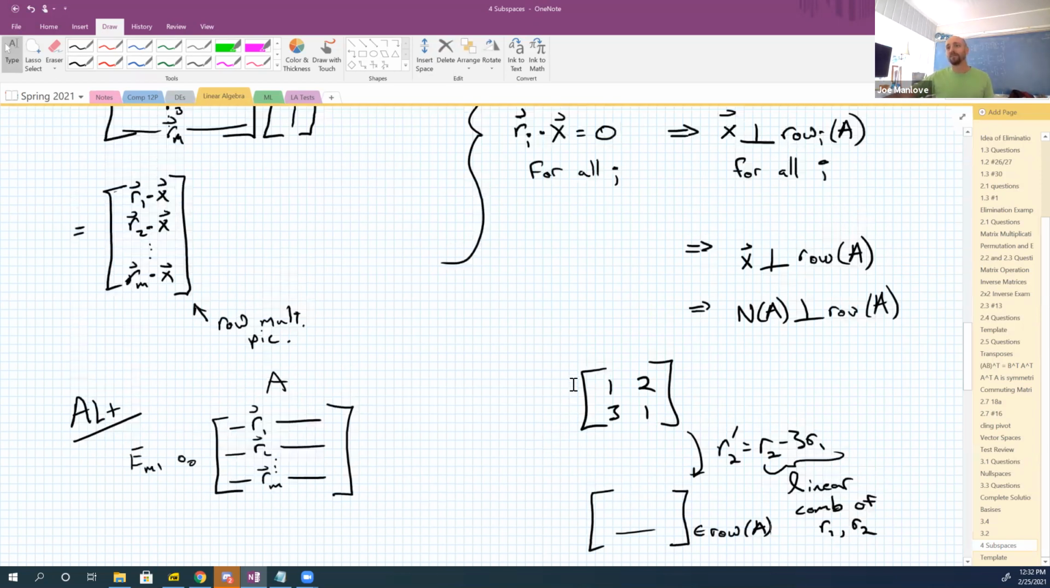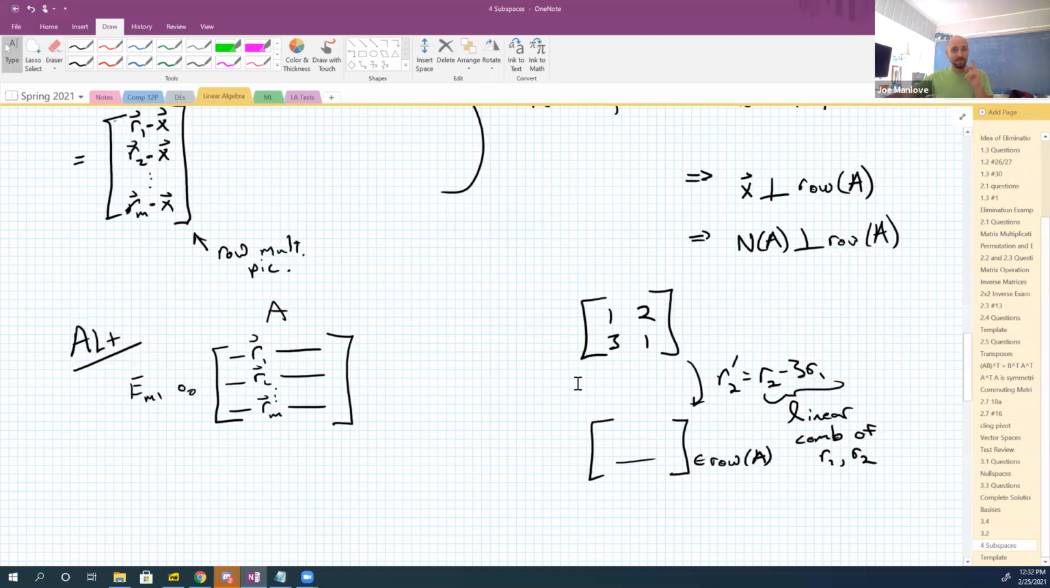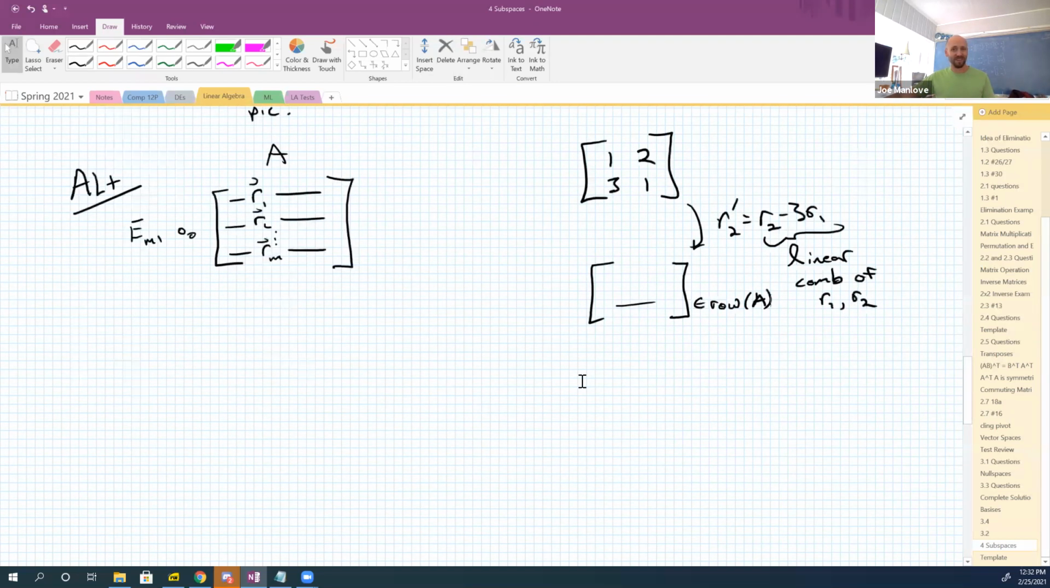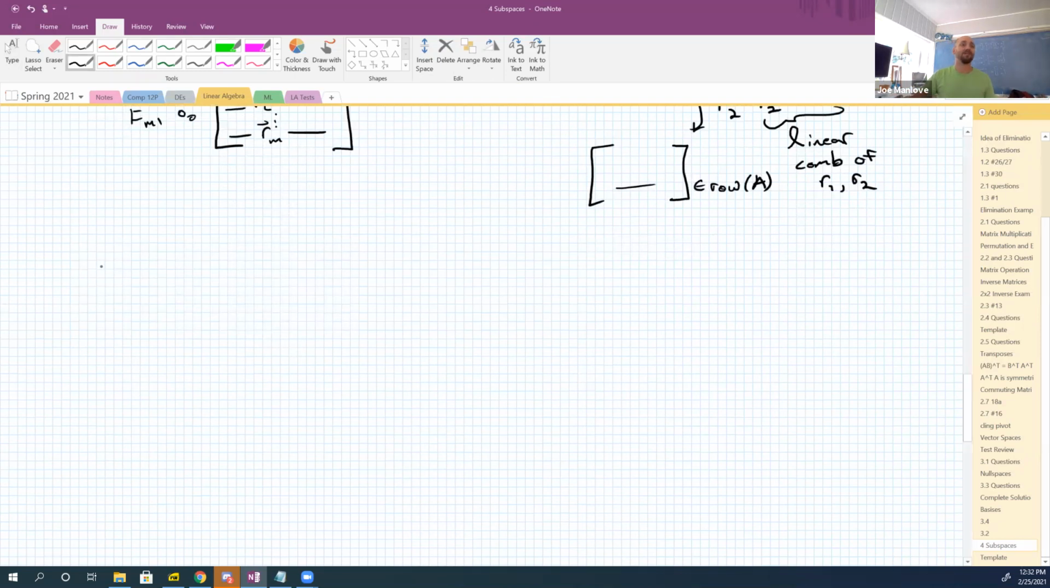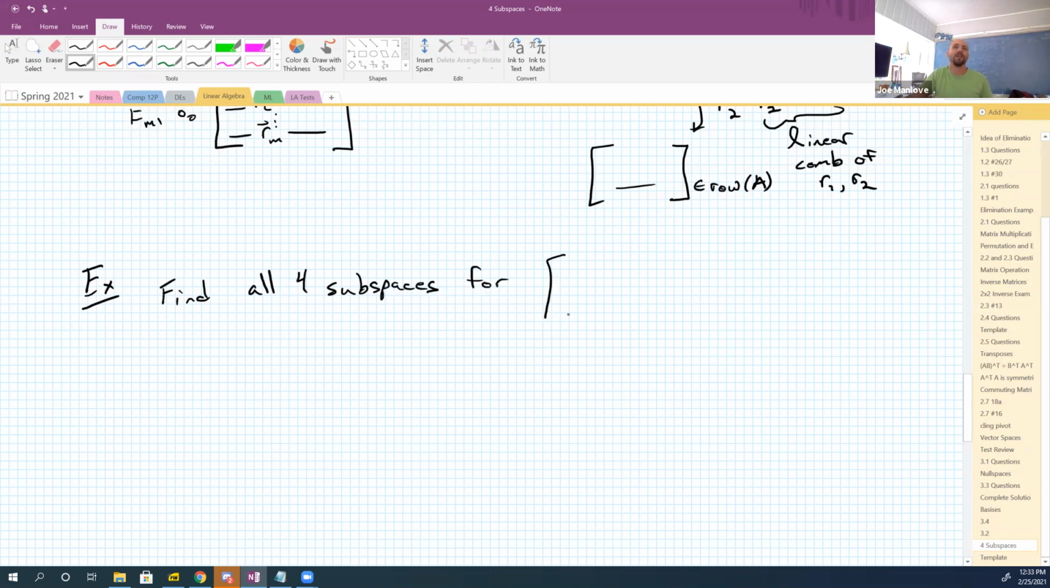All right. Examples, I'm assuming, would be good. Let's have a quick one. Where did the example go? Okay, so find all four subspaces for the matrix 1, 2, 2, 4, 4, 8. Oh, and I'm going to do this.